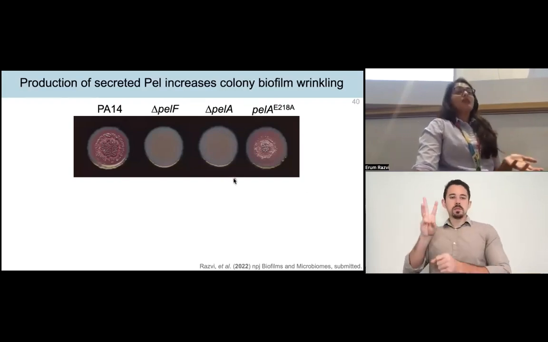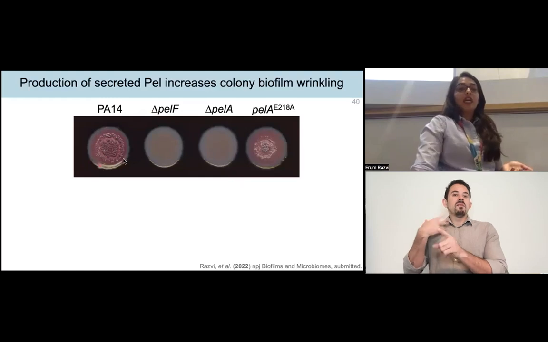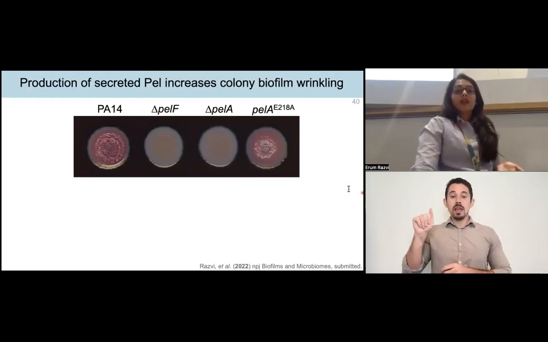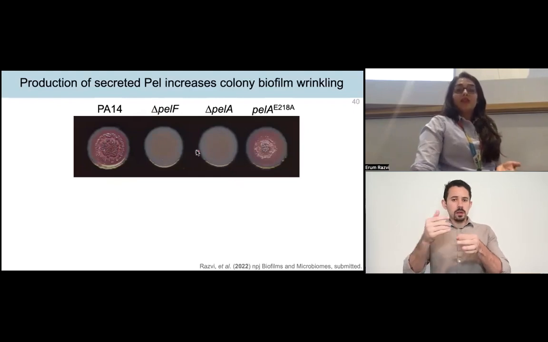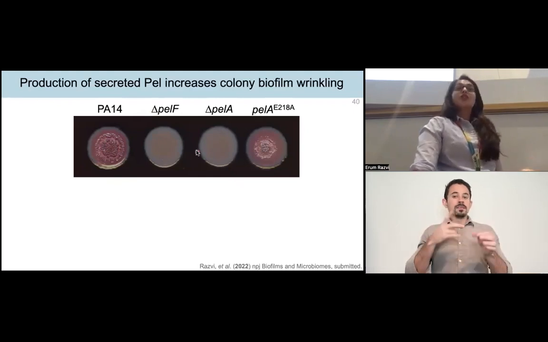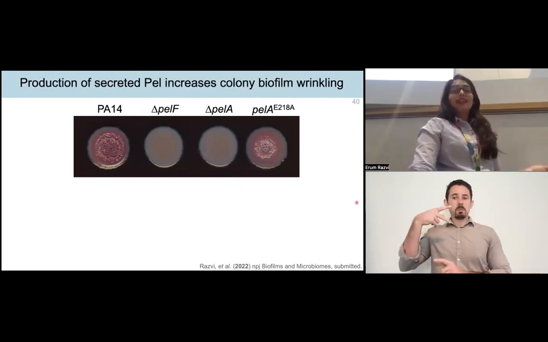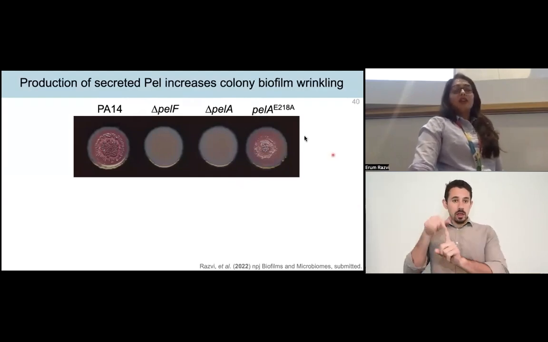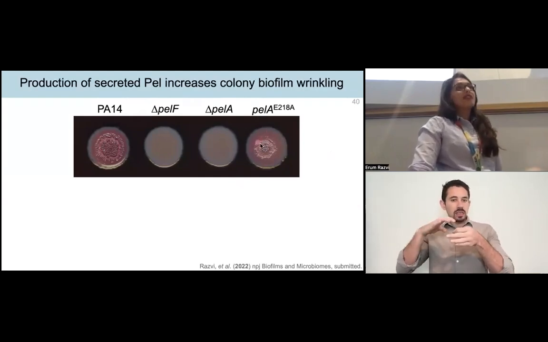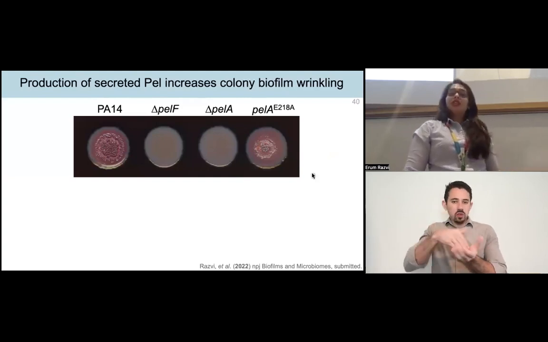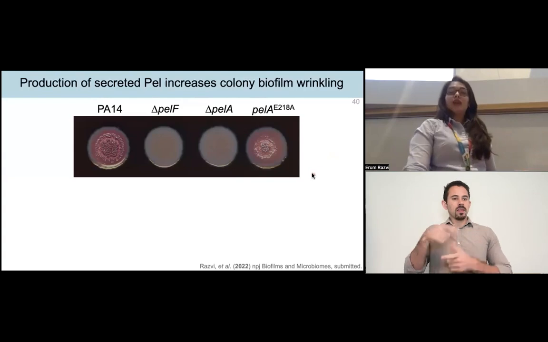So robust wrinkling was observed in wild-type PA14, which has both central and spoke wrinkles. Delta F and delta A have smooth colony biofilm morphologies, which are expected for non-biofilm forming strains. Intriguingly, the PelA hydrolase mutant had decreased wrinkling. There are no spoke wrinkles. It has a thick central wrinkle. So this has really interesting implications for the forces driving wrinkle development.